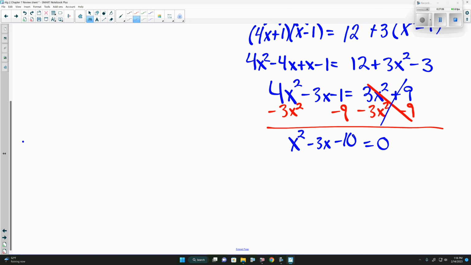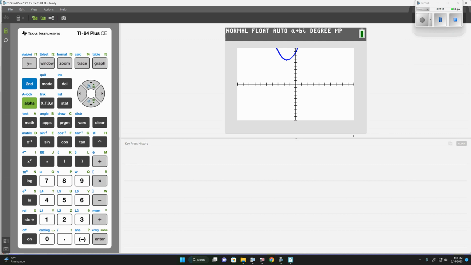Now, since the number in front of the x squared is 1, we could graph this if we wanted to. So I can take the graphing calculator and go on and graph it.